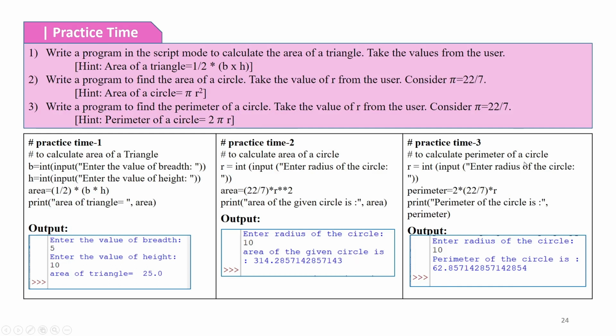To calculate perimeter of a circle, perimeter means the circumference, the outer length of the circle. Again you have to accept r, and again 2 pi r. The formula for that is 2 pi r. So 2 into pi, which is 22 by 7, into r. So it is calculated like this. Accepted 10, again perimeter of the circle will be 62.857, and so on.